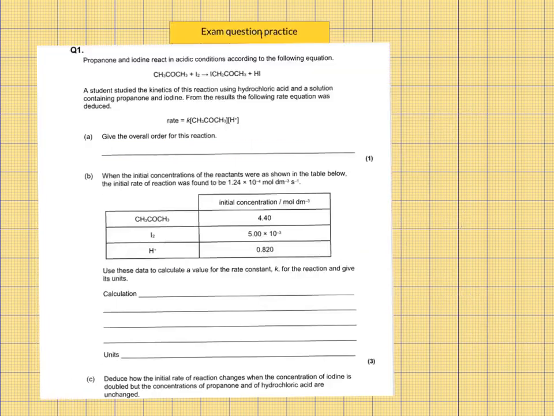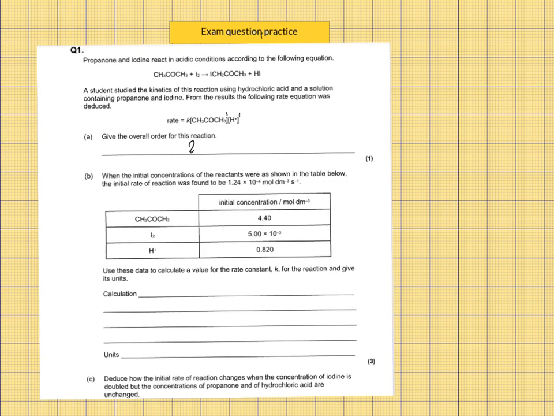We're going to do some exam practice from your independent study booklet. So the first question talks about propanone and iodine reacting in acidic conditions as described in the experiment using colorimetry. So in this experiment it says give the overall order for this reaction. It's quite simple because it's first order with respect to the concentration of propanone, first order with respect to the concentration of iodine. So the answer to that is quite simple, it's second order.